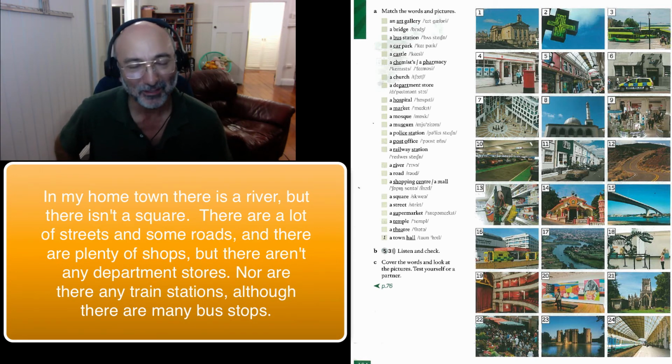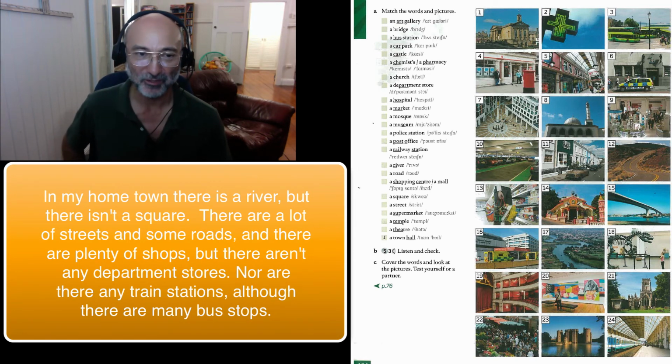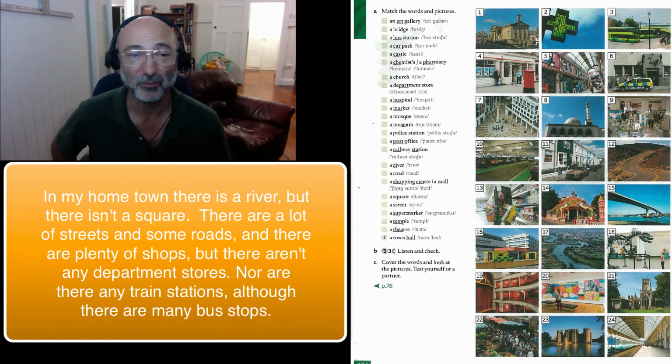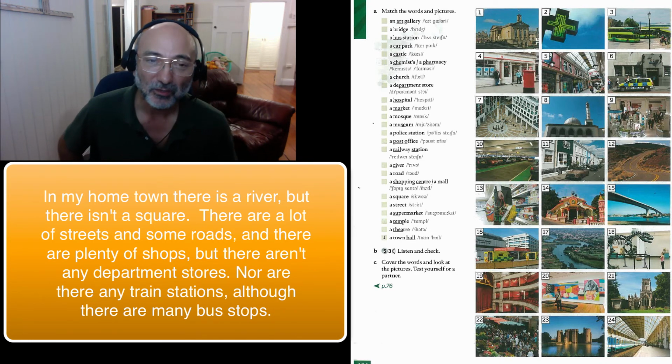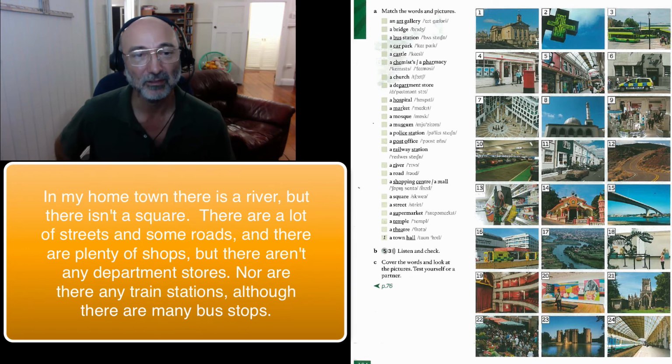Okay, now let's try a small writing task. Here is an example. In my hometown, there is a river, but there isn't a square. There are a lot of streets and some roads, and there are plenty of shops, but there aren't any department stores, nor are there any train stations, although there are many bus stops.